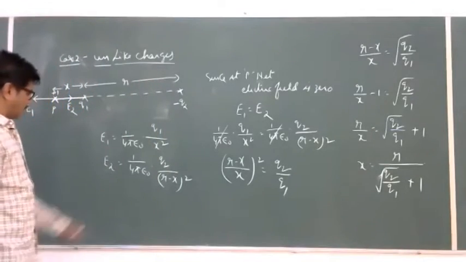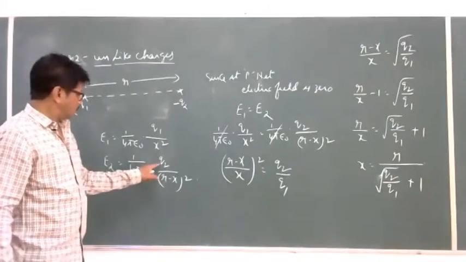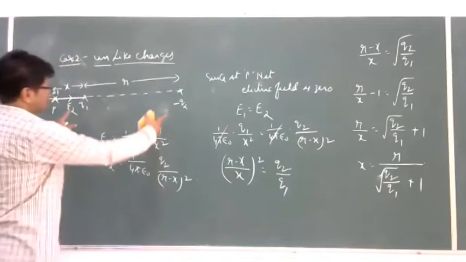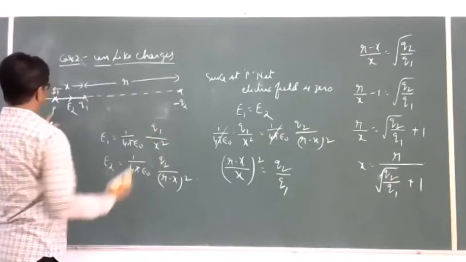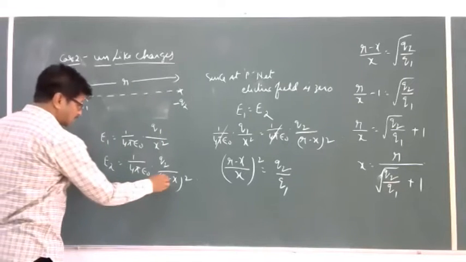1 by 4 pi epsilon naught Q2 by, what is this distance? Q2 by the distance. From Q2 to P, what is the distance? R plus X.